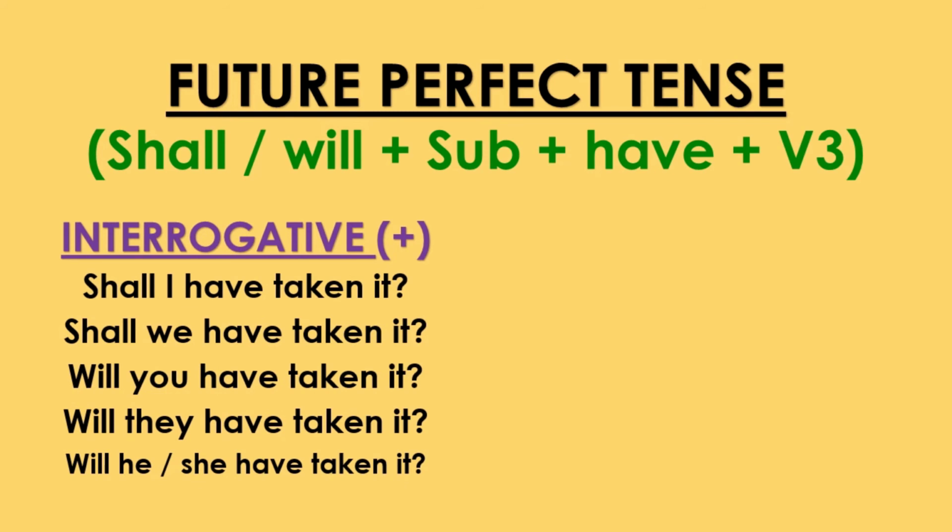Shall I have taken it? Shall we have taken it? Will you have taken it? Will they have taken it? And finally, will he or she have taken it? Now look once again that we are using have. Don't get confused. It will always be have because it is future perfect tense, and have is not coming directly after the subject. There is one more auxiliary verb, that is will.